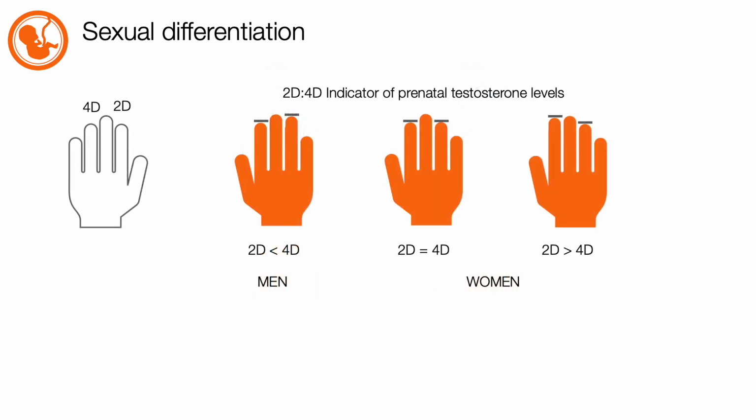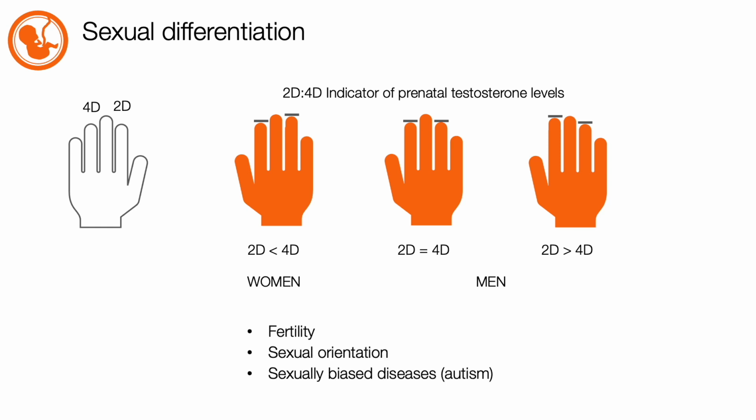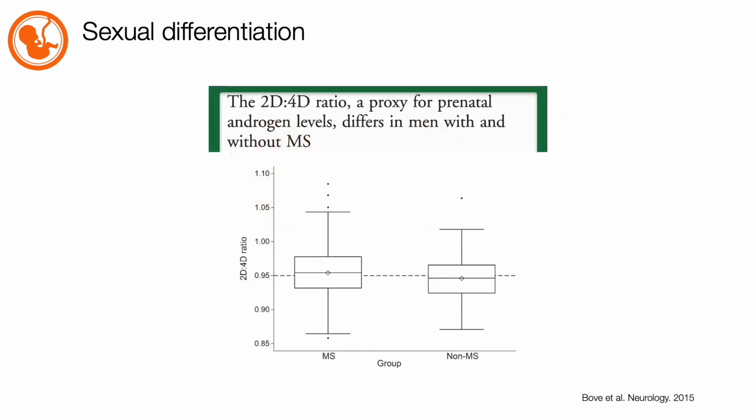There are people in whom this indicator does not coincide with gender. That is, there are men in whom the index finger is longer than or equal to the ring finger, and women in whom the ring finger is longer than the index finger. In these people, it is considered that the amount of sex hormones during fetal development could have been altered, and this alteration has been associated with fertility problems, with sexual orientation, and with sexually biased diseases like autism. In men affected by multiple sclerosis, it has also been seen that the ratio between the size of the index finger and the ring finger is greater than in healthy men.